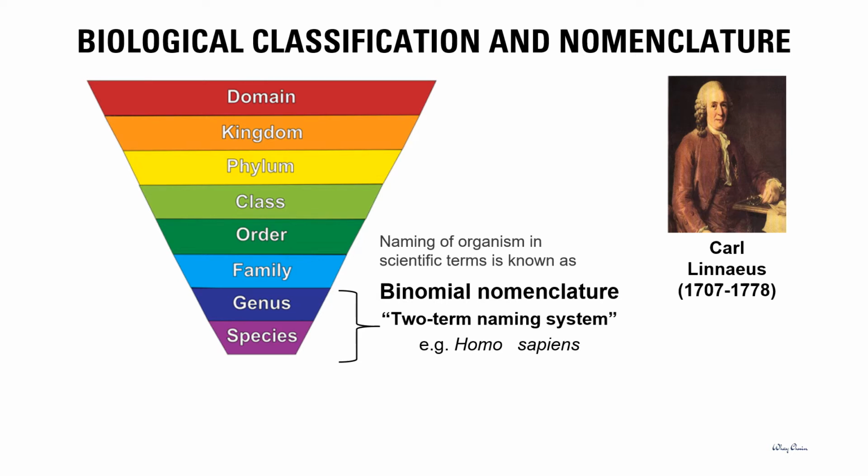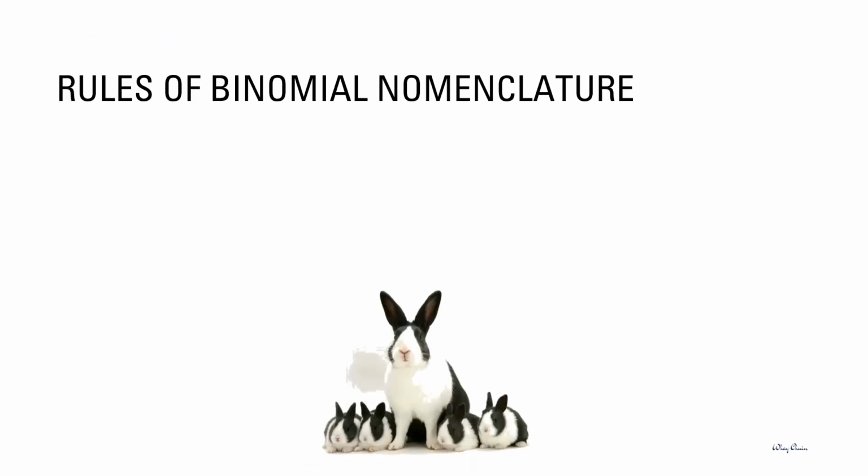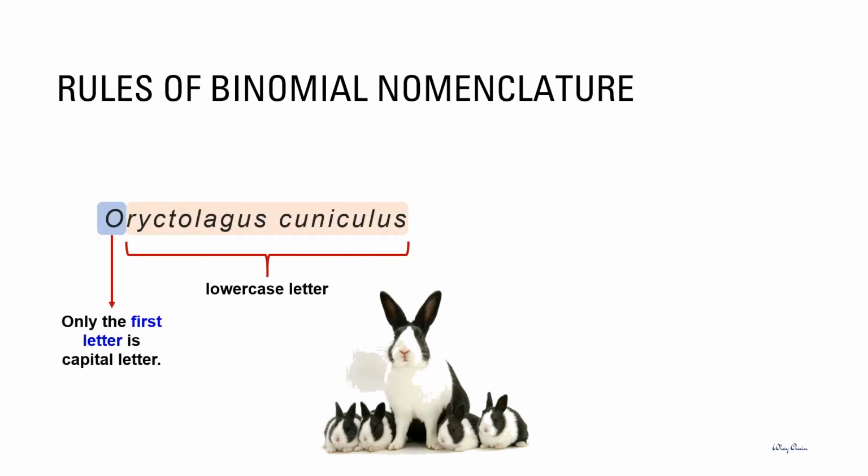For instance, for human, the scientific name is Homo sapiens, which means the first term, Homo, is actually the name of the genus. And the second term, sapiens, is the specific epithet, or the name of the species. Let's study the scientific name of rabbits, which is Oryctolagus cuniculus. So the first term is the name of the genus, followed by the second term, which is the name of the species.